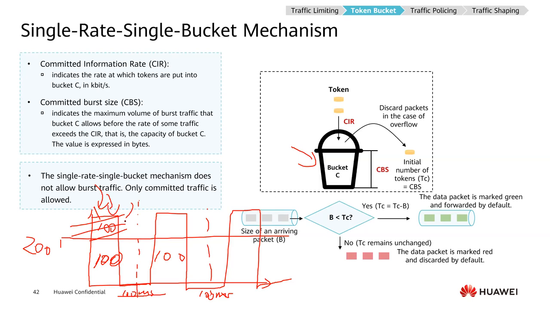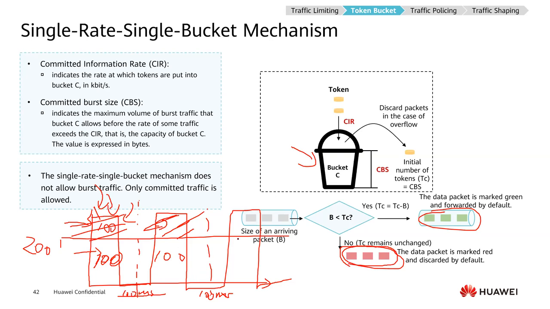So for those packets that do not get the token, the bucket will give them a red color. The packets that get the token will be marked green, but the packets that do not get the token will be marked red. The red color by default means the packet will be dropped. Which means that in every time slot, half of the packets are being dropped.